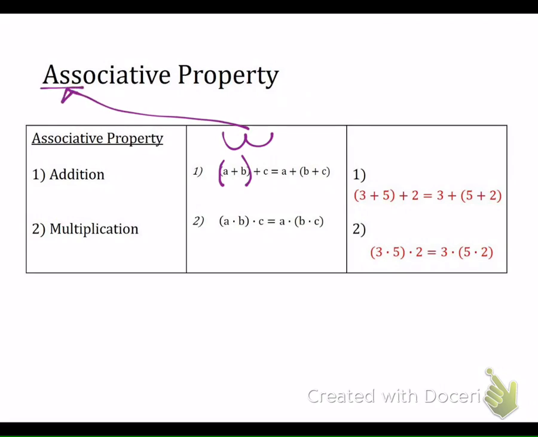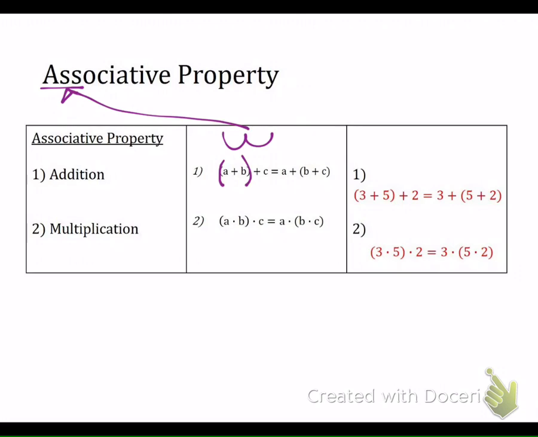Huh? See it? Kind of looks like a butt. No? Okay. If that helps you, great. If it doesn't help you, throw it out of your memory. That's always the way I remember this, though.